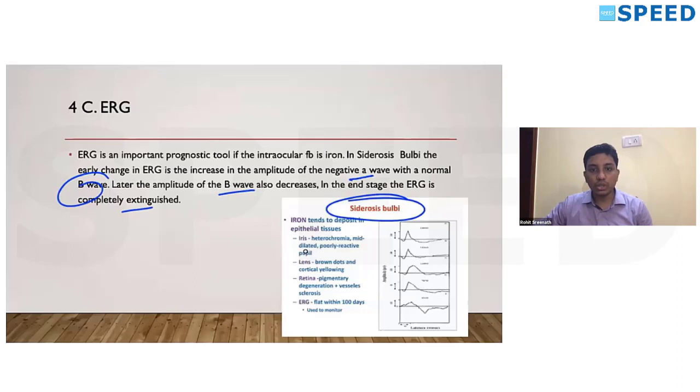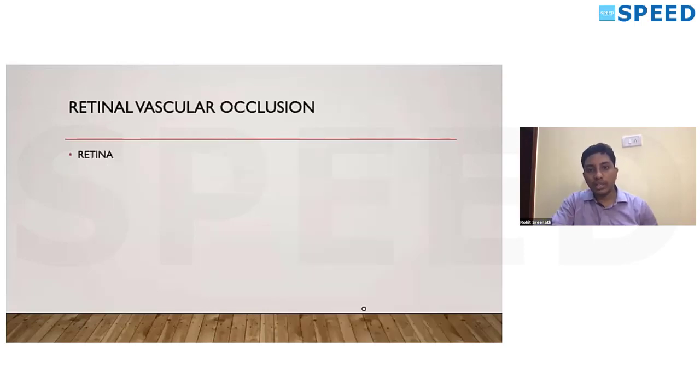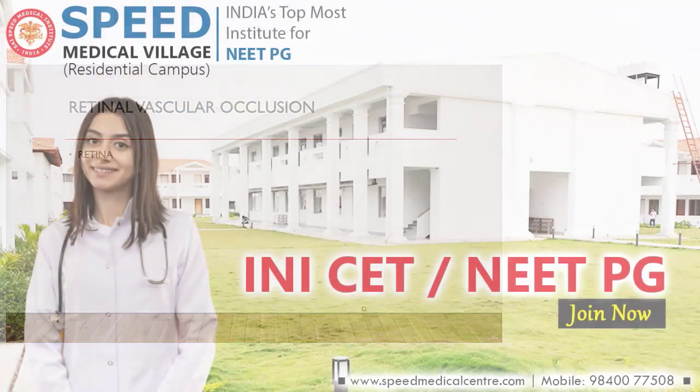The iron deposition also occurs in the iris, where the patient can have iris heterochromia. In the lens, the patient can have brown dots. In the retina, pigmentary retinopathy can be there, and in the ERG, typically the B wave becomes flat in 100 days. Okay, so with this we will finish today's class.